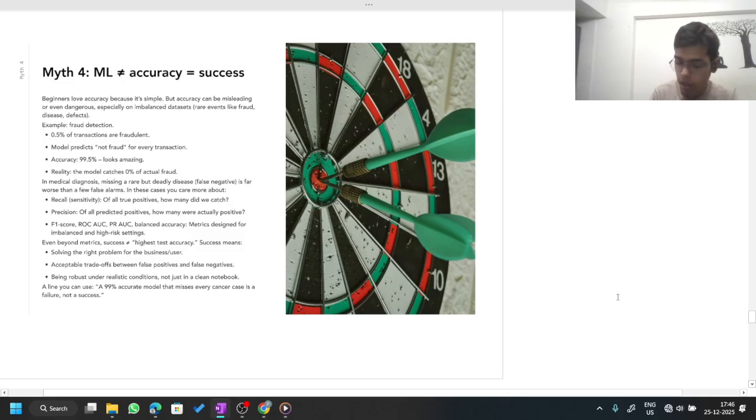Again, one of the most common myths is that ML is just about gaining a higher accuracy. Beginners love accuracy because it's simple, but I would say that it is clearly misleading, especially on imbalanced datasets. Fraud does not happen in 100 transactions. It's not like you will have fraud 50 times out of 100. Even in 10 thousand transactions, hardly one or two frauds occur.